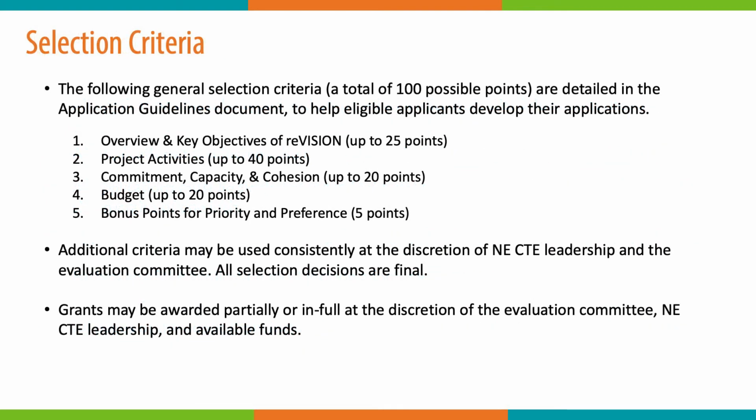Revision Action Grant selection criteria. The following selection criteria, for a total of 100 possible points, are detailed in the application guidelines document. They are here to help eligible applicants develop their applications. Overview and key objectives of revision, project activities, commitment, capacity, and cohesion, the budget itself, and bonus points for priority and preference, which again, this year is work-based learning.